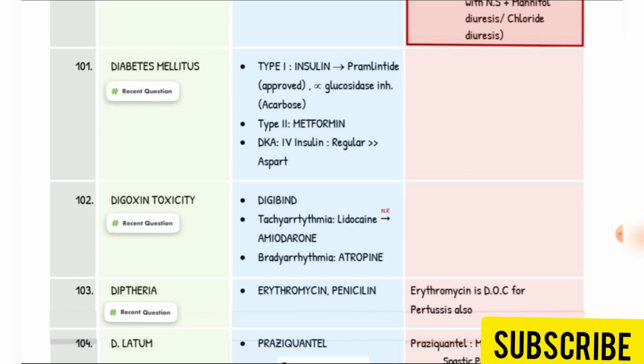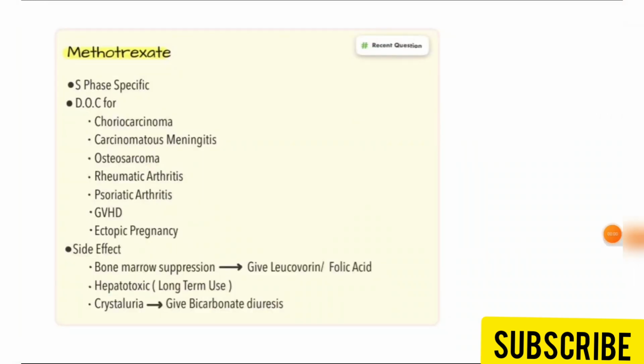Next one, digoxin toxicity: digibind. Tachyarrhythmias, drug of choice: lidocaine. If it is non-reactive, amiodarone. Bradyarrhythmias, drug of choice: atropine. Diphtheria, drug of choice: erythromycin, penicillin. Erythromycin is the drug of choice for pertussis also. Next one, Diphyllobothrium latum, drug of choice: praziquantel. Praziquantel mechanism of action: increases calcium influx, spastic paralysis.